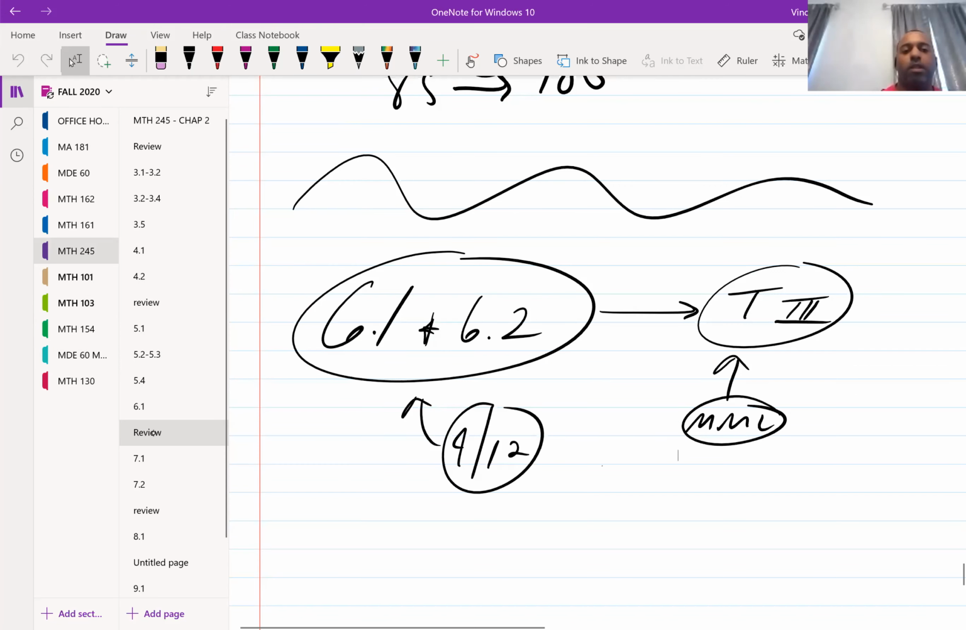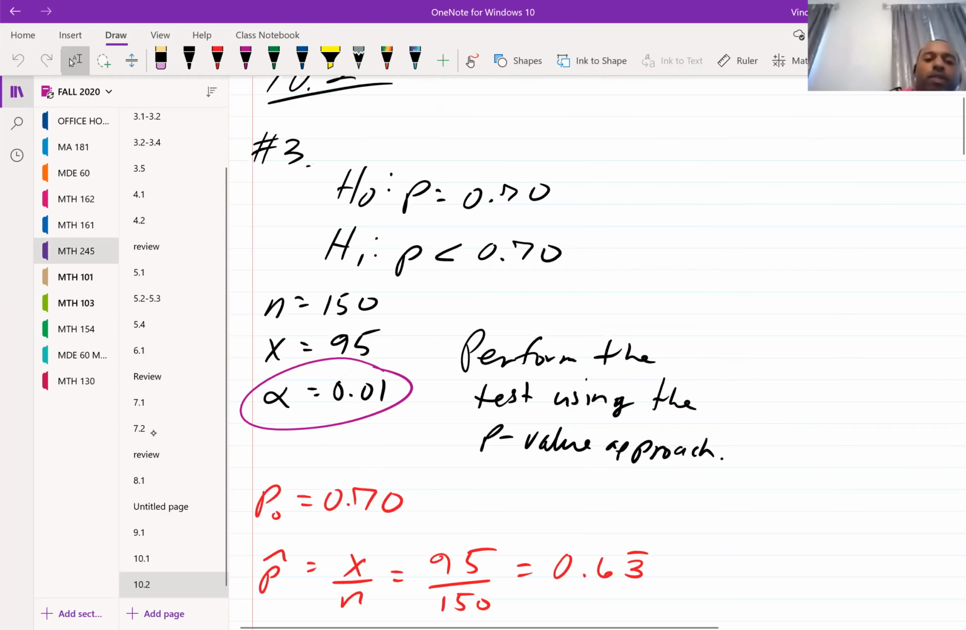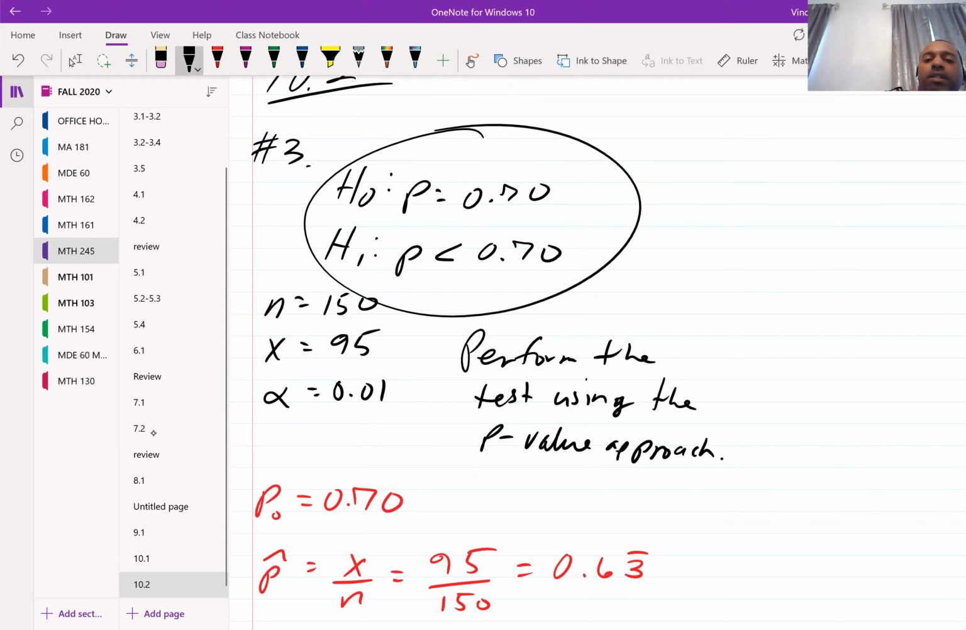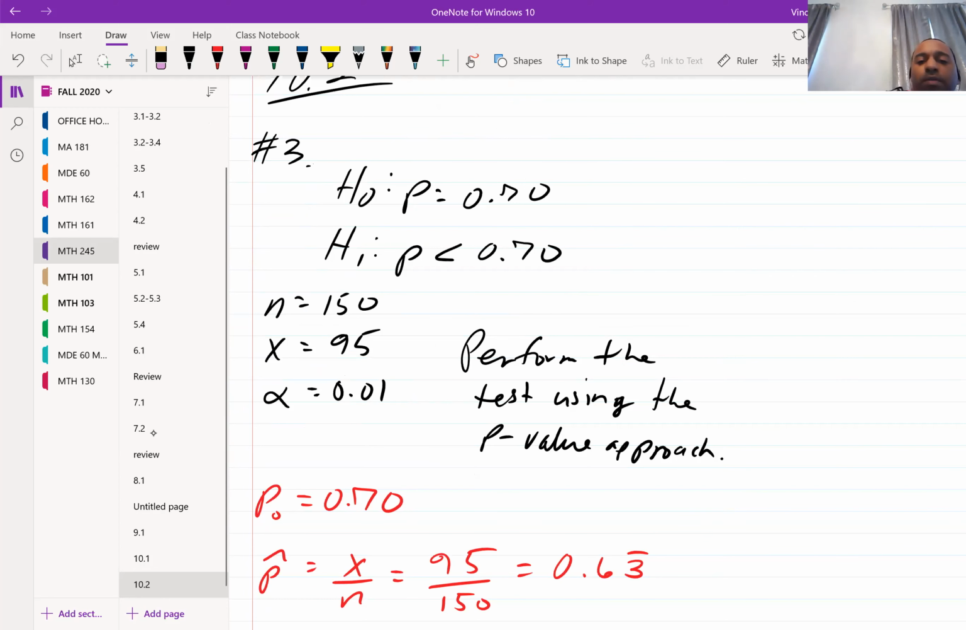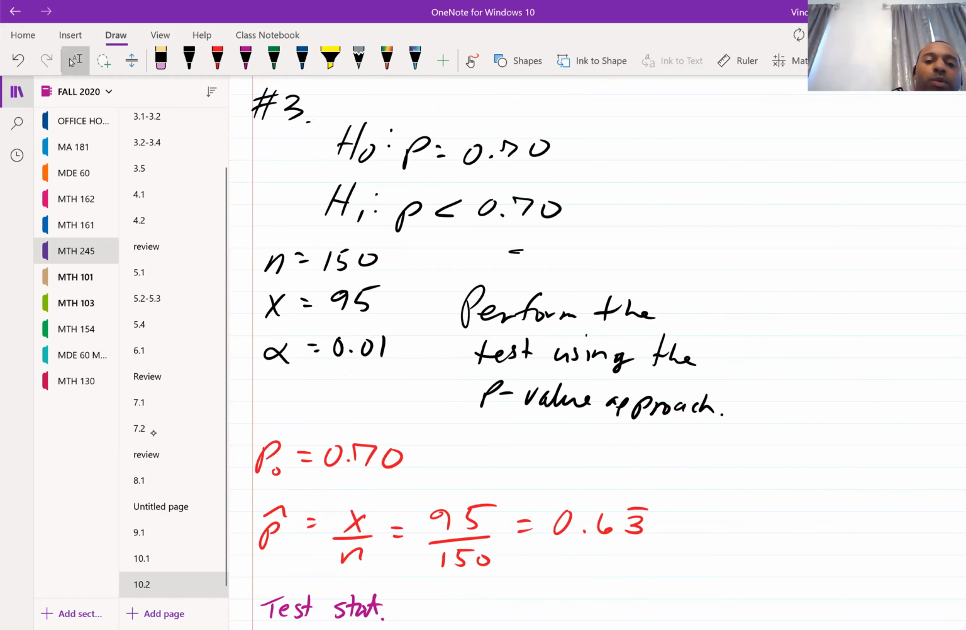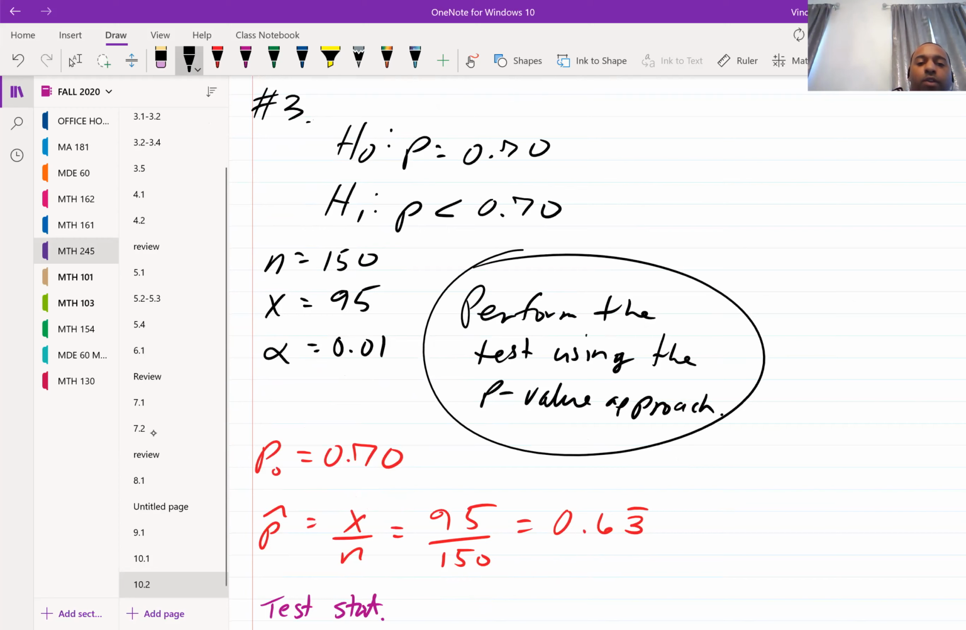All right. So this was my setup. P is equal to 0.70, and then P is less than 0.70, as my null and alternative hypotheses. I have 150 for my sample, x is 95, and 0.01 for alpha. And so they asked for the p-value, so we're going to perform the test using the p-value approach.